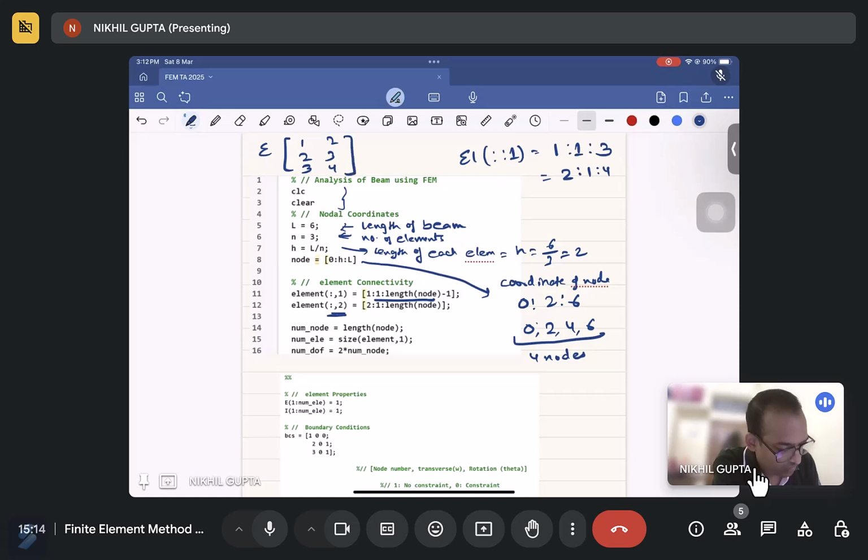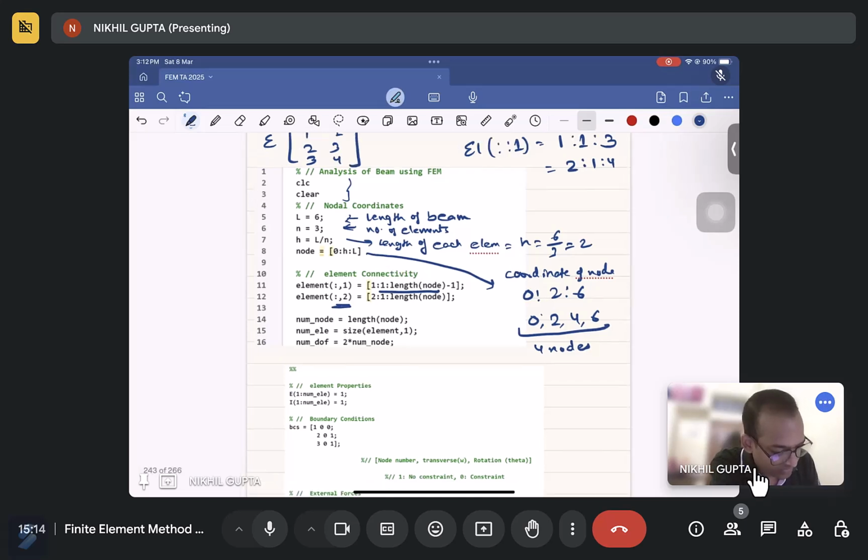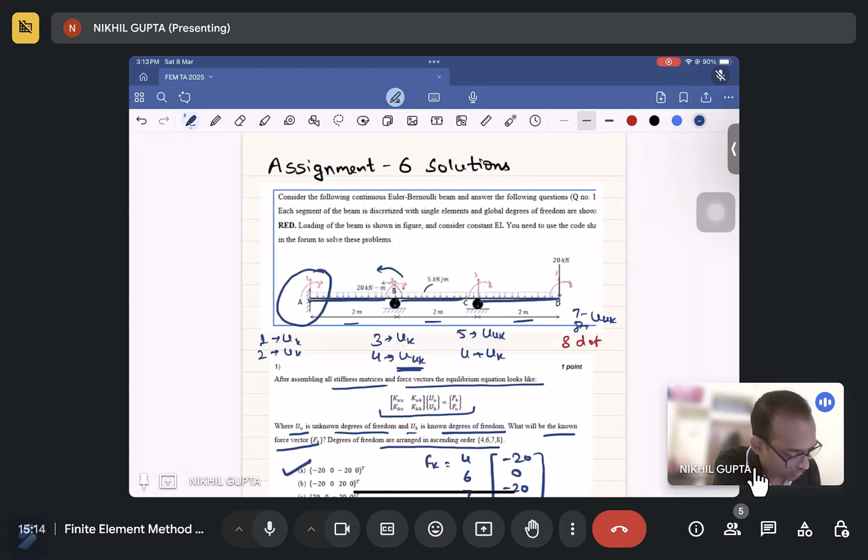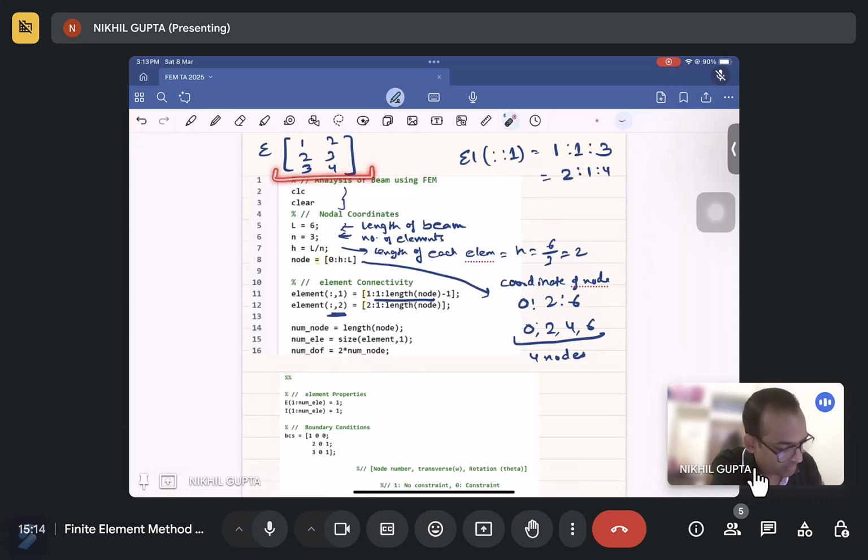If you see now what this element matrix is telling you, the first element is connected from 1 to 2, second is 2 to 3, third is 3 to 4. So you see all 3 elements, it is 1 to 2, 2 to 3, and 3 to 4. So these 3 members are connected by this elemental matrix.